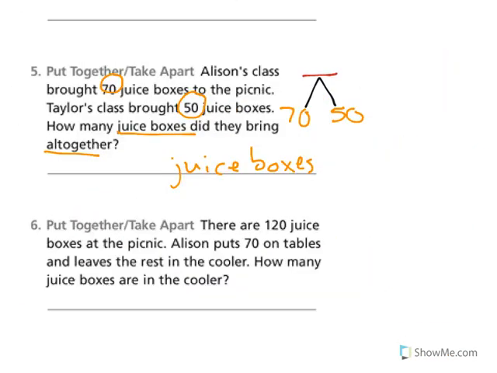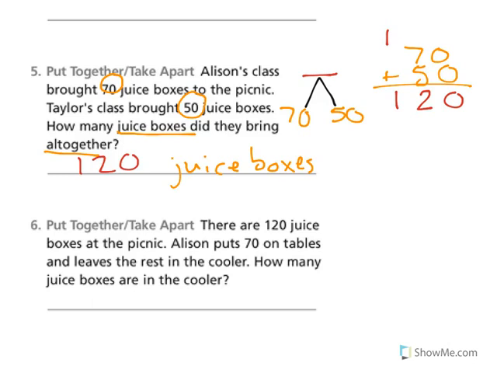So I'm going to go back. I'm going to add those up. 70 plus 50. 0 plus 0 is 0. And then 7 plus 5. Take the 3 from the 5, join it with the 7. That makes a full 10. And then there's 2 remaining, so it's 12. And then that 10 tens is 100, joins the hundreds place, and now you have 120. So they have 120 juice boxes.